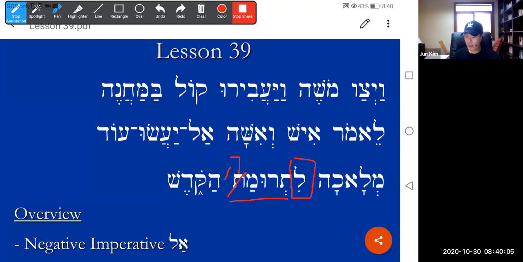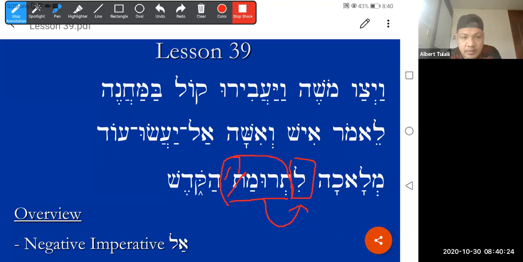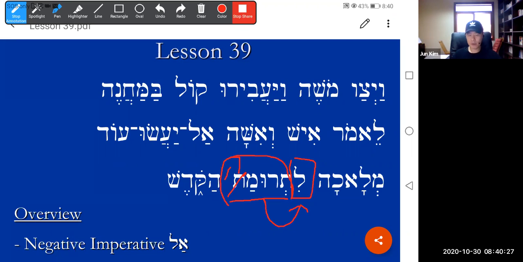If you think this is a verb, then it should be infinitive construct because of the presence of preposition lamed. But in this case, actually, this is not a verb, but a noun. That's why I'm asking you if you have memorized this noun. Actually, this is a noun, the whole word. So teruma. Have you ever memorized teruma? Anyone? Then it's new vocabulary. Offering. So then you didn't memorize this one. So for teruma, offering. But it's good that Amos could recognize this preposition lamed.